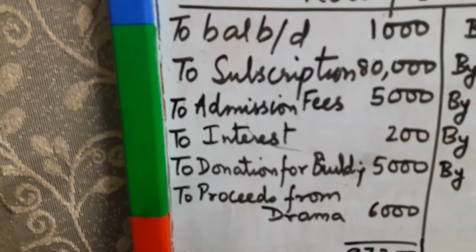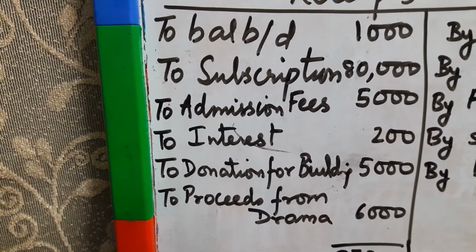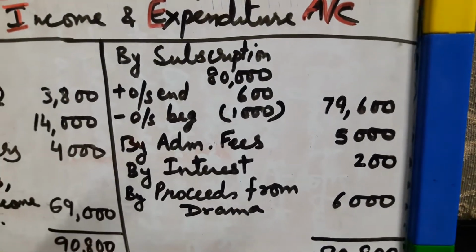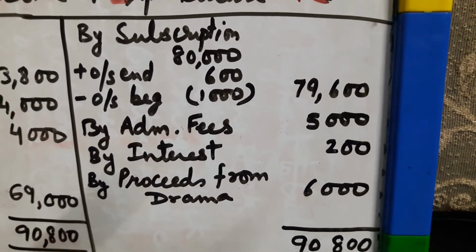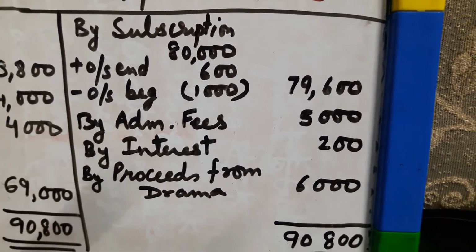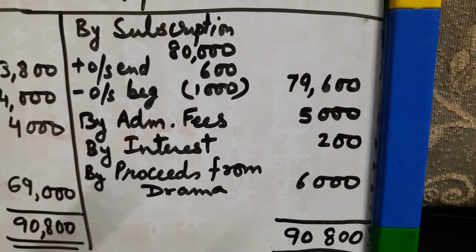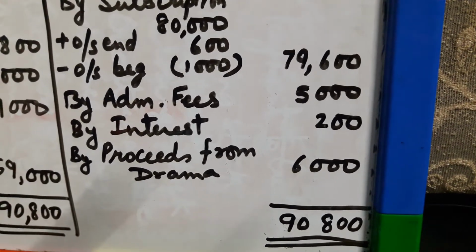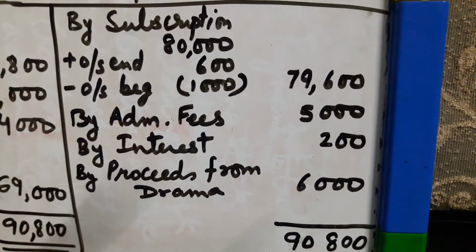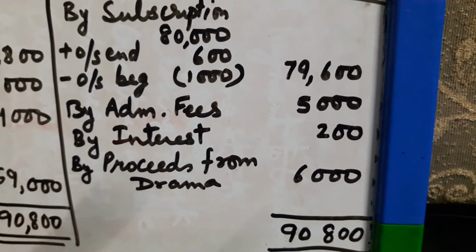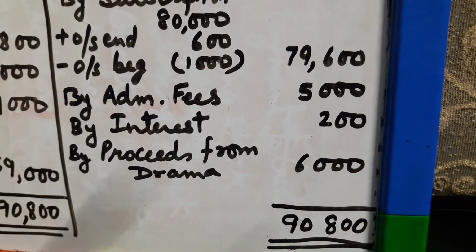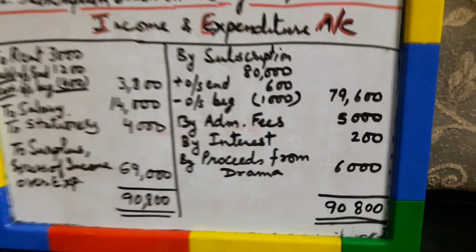Let us see the receipt side and let us see what all will come in the income and what all will not come. You make up your mind. Let's see. Subscription will come and we will use the formula: outstanding at the end is added. So outstanding in the beginning will be subtracted. Admission fees, we will show it here. Interest is also normal income, we will show it here. And there are proceeds from drama. Remember, I have already told you proceeds from drama means you have earned through holding a drama. So all that will be shown on the income side.